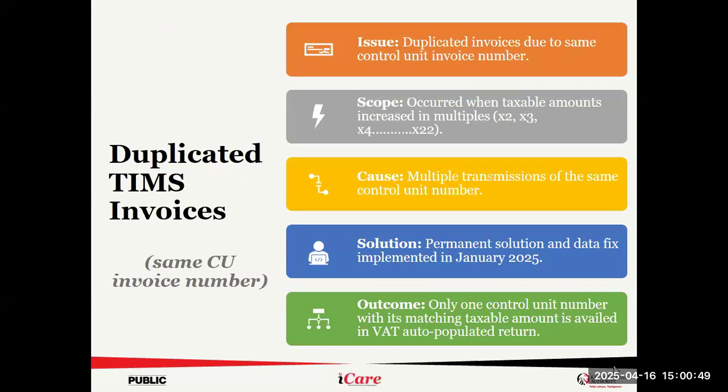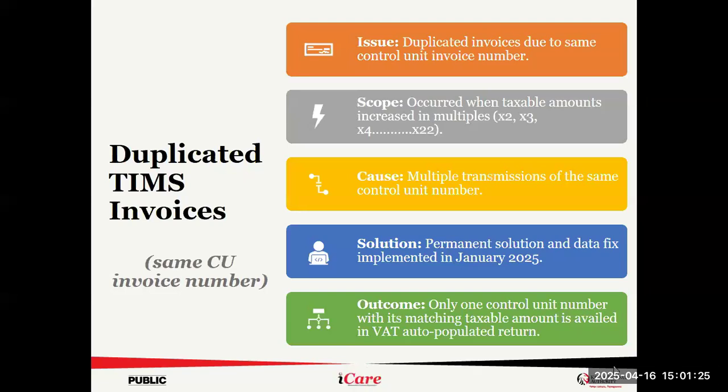I'll touch on both. The first one is where the same control unit invoice number was being transmitted to us. So you were finding one particular invoice being transmitted more than once. The highest number of times that I have in my master data is 22 times. One invoice has been received 22 times. So what would ideally happen in that scenario? In the invoice checker, when you check it, we would only give you an output of one of the invoices, not the full duplicated invoices.